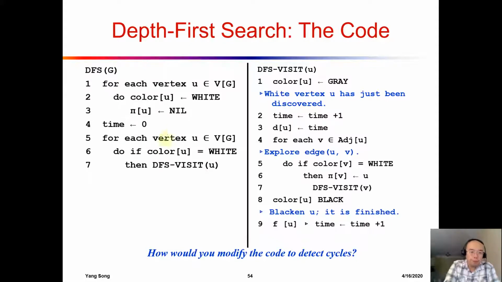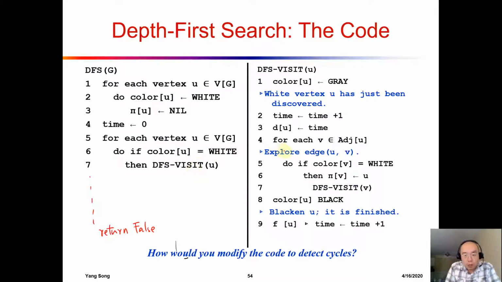Okay, so let me change the color. Well, at the very end, I will return false, saying there's no cycle here. And for each of the vertices, if that vertex is white, what do we do? Then we want to do the DFS visit, right?